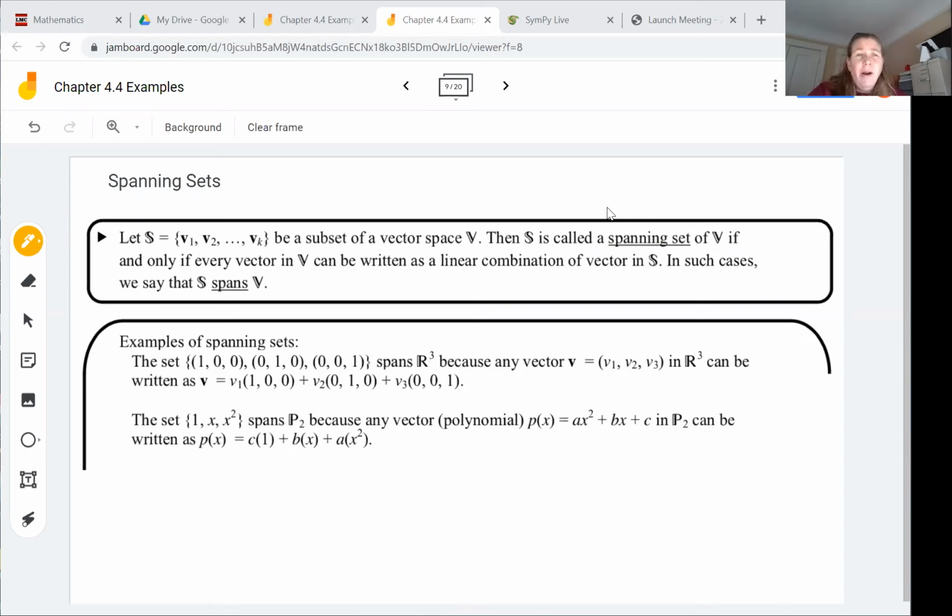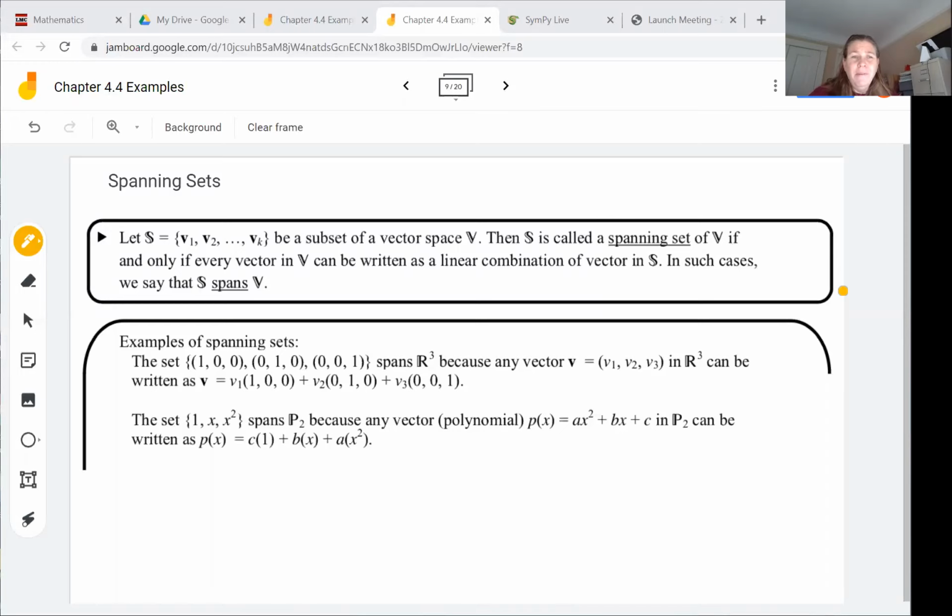So in our definitions, we are going to let S equal the vectors v1 through vk, and that is going to be a subset of a vector space V. Then we say S is called the spanning set of V if and only if every vector in V can be written as a linear combination of vectors in S. So in such cases, we say that S spans V, and we say the span of S is V, the vector space. So we're going to be using the linear combination skills that we developed in the earlier video.